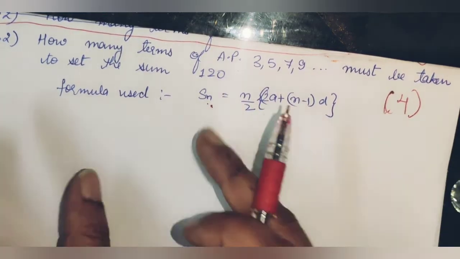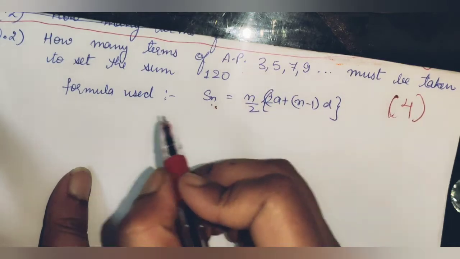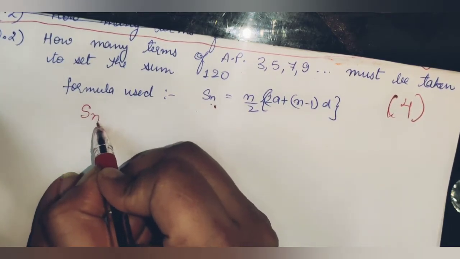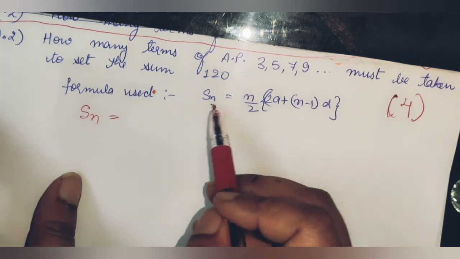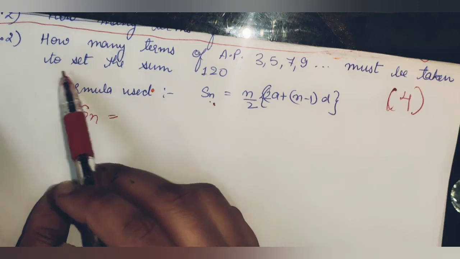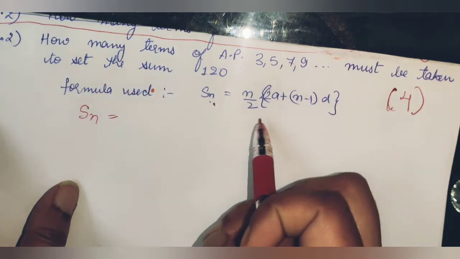Fine. So using this formula, I can write Sn is equal to n by 2. Here in this question, n is not given.